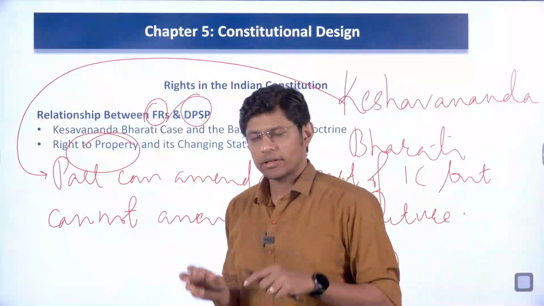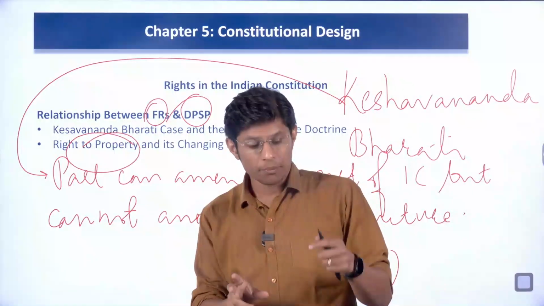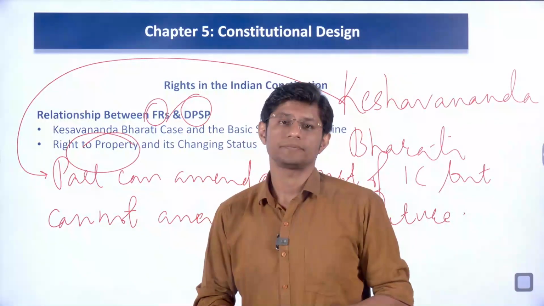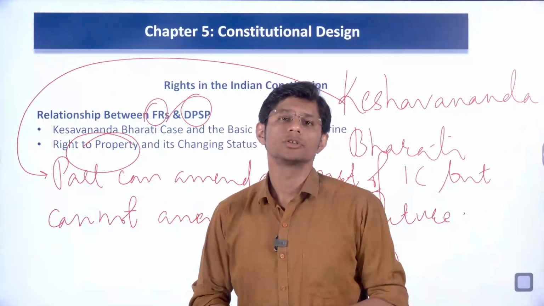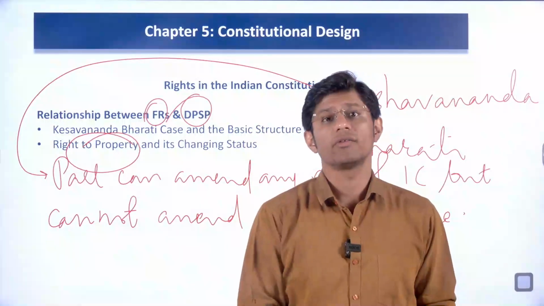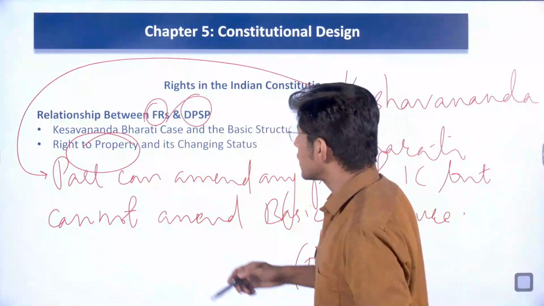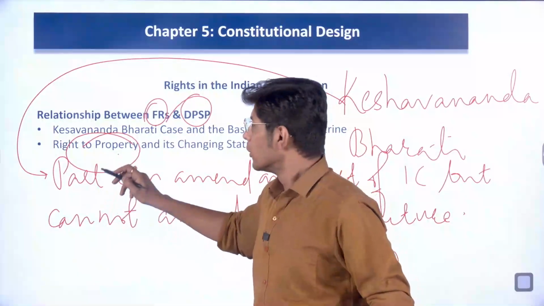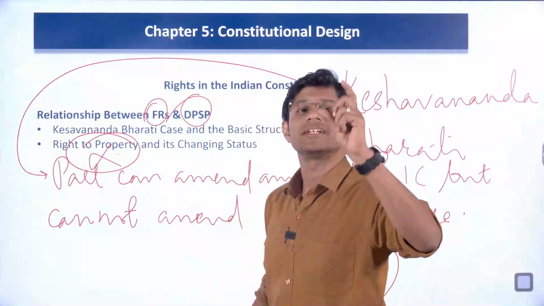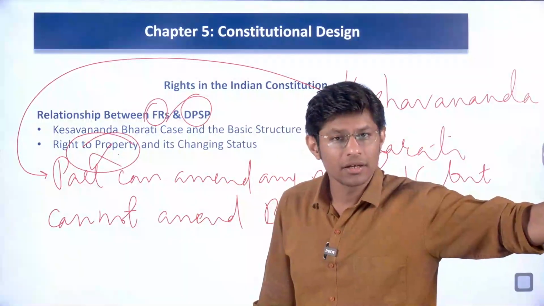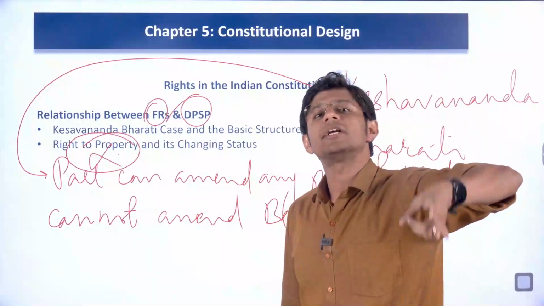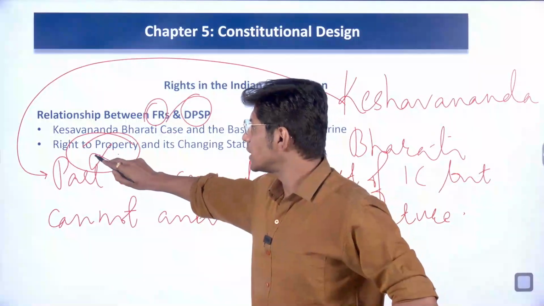And then somewhere the judiciary realized, yes, public land is important for the government so that the government can use the land for public welfare. That's the reason right to property was deleted from the fundamental rights. Initially, there were 7 fundamental rights. This was the 7th fundamental right.